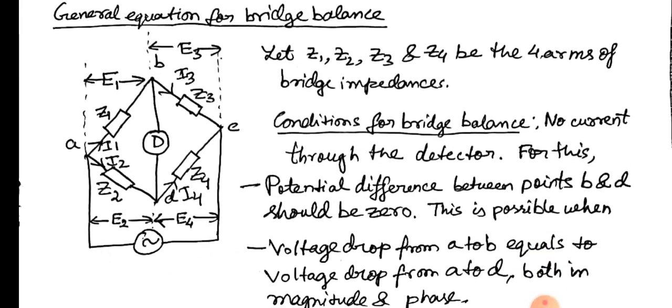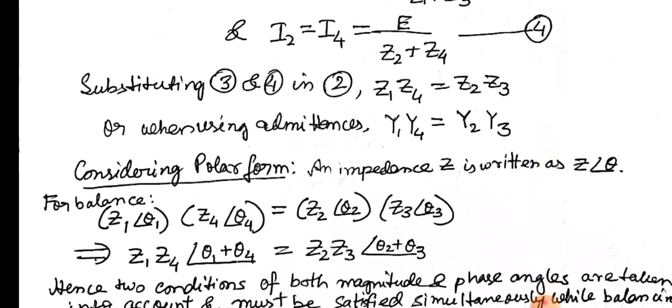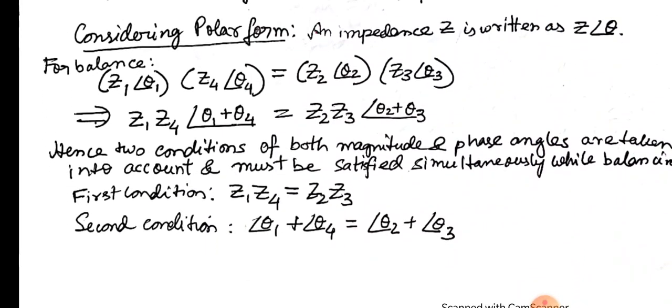Now since these are vector or phasor quantities, the impedance Z will have both a magnitude part and a phase angle part, or the phase difference part. So this can be represented in polar form, rectangular coordinate form, or any other form. Considering polar form, which one is it? Impedance Z can be written as Z angle theta. This can be represented in polar form.